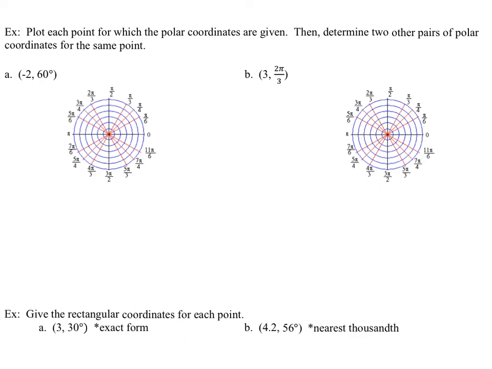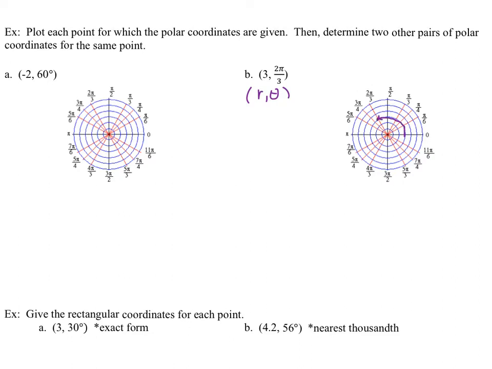Let's finish 8.6 Day 1 by completing example B with coterminal and then converting from polar to rectangular at the bottom. Example B gives you an R value and a theta value that's in radians. If we sketch the graph for the original point, that means we're going to count out 3 circles, 1, 2, 3, and rotate to 2 pi over 3, like so.